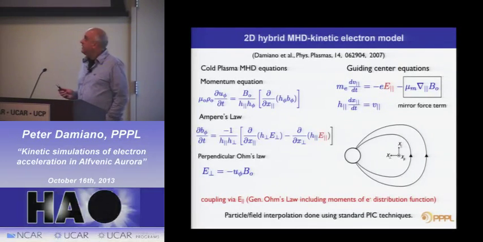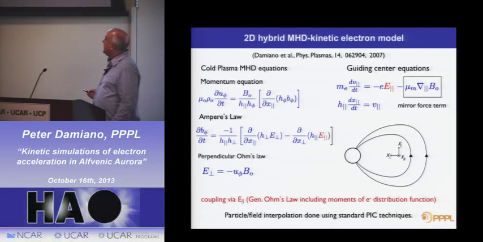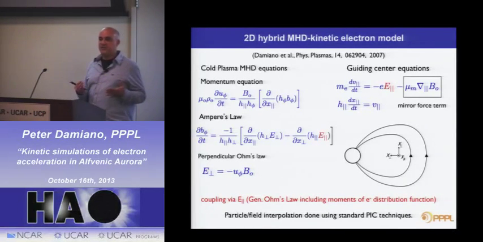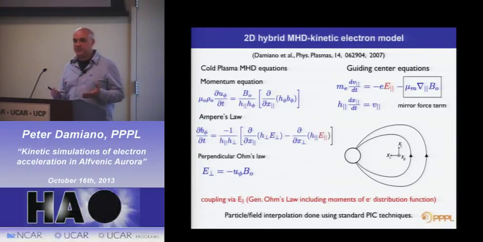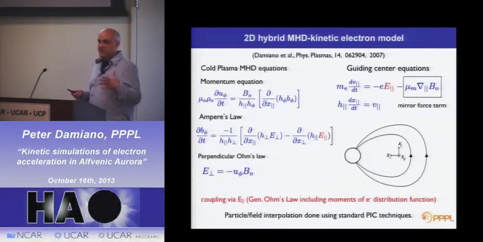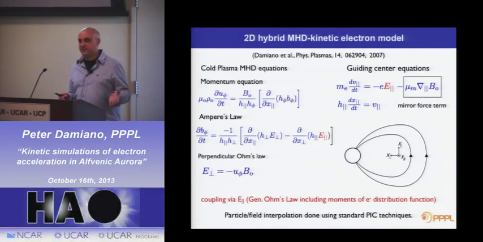The reason for this name is that the ion polarization currents, which I explained previously, are covered by the cold plasma MHD equations. So what you have here is the cold plasma momentum equation, Ampere's law, and the perpendicular Ohm's law. Now, if we set E parallel equal to zero, this system of equations is completely self-consistent and explains the massless electron response to ion polarization currents along the field line. So in traditional MHD theory, you neglect the electron mass, and you can have parallel currents without parallel electric fields.